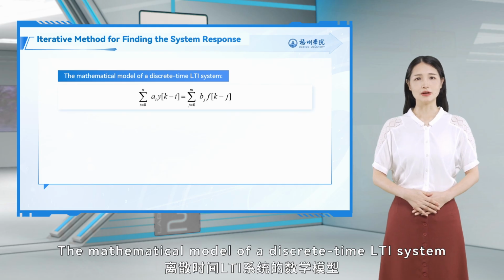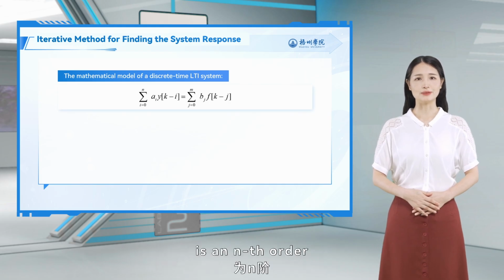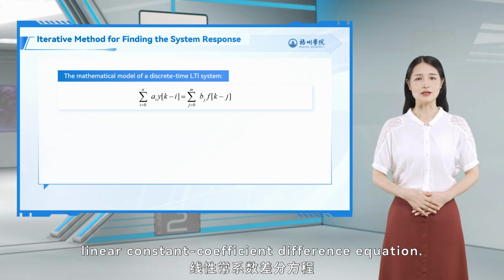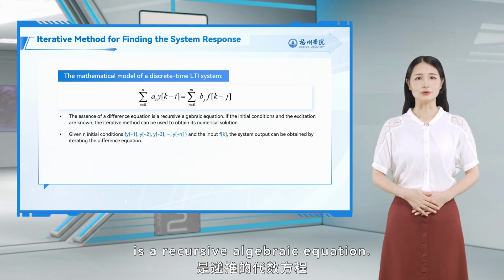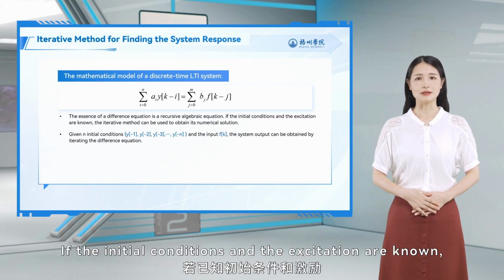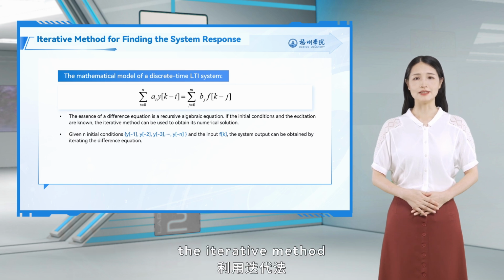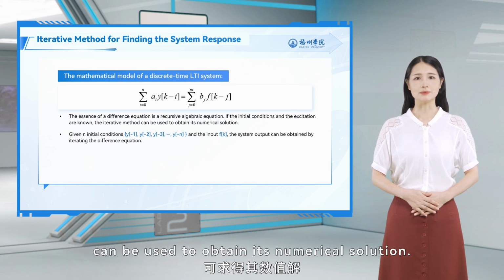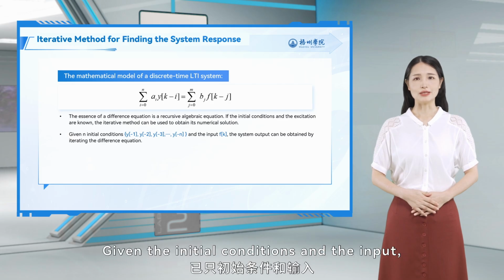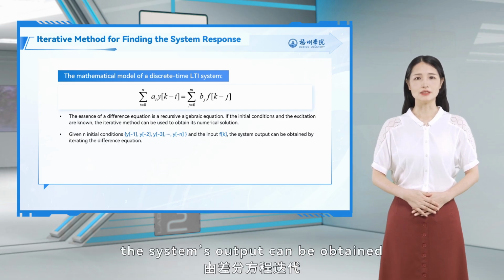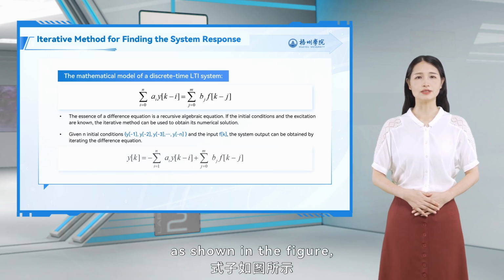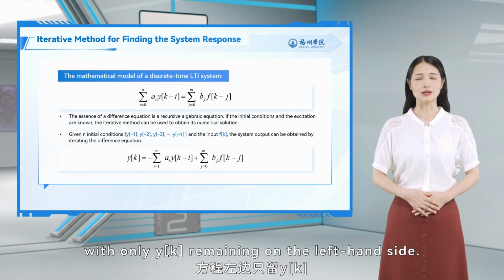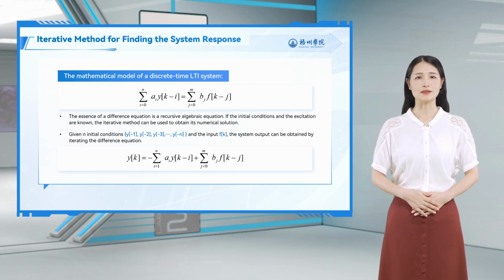The mathematical model of a discrete time LTI system is an nth order linear constant coefficient difference equation. The essence of a difference equation is a recursive algebraic equation. If the initial conditions and the excitation are known, the iterative method can be used to obtain its numerical solution. Given the initial conditions and the input, the system's output can be obtained by iterating the difference equation, as shown in the figure, with only y of k remaining on the left-hand side.